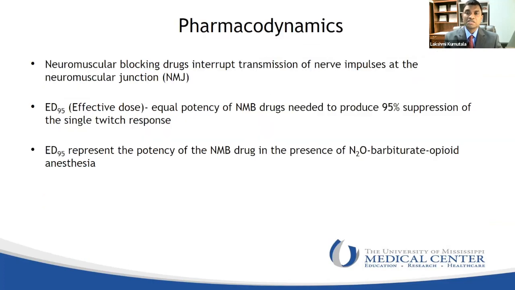Pharmacodynamics is nothing but what the drug does to the body. The neuromuscular blocking drugs interrupt transmission of nerve impulses at the neuromuscular junction. There are a few important terms we need to understand, like the ED95, efficacy, and potency. The ED95, also known as the effective dose 95, is the equipotent dose of the neuromuscular blocking drug needed to produce 95% suppression of the single twitch response. The ED95 represents the potency of the neuromuscular blocking drug in the presence of nitrous oxide, barbiturate, and opioid anesthesia. On the other hand, potency is the amount of drug needed to produce a similar effect.